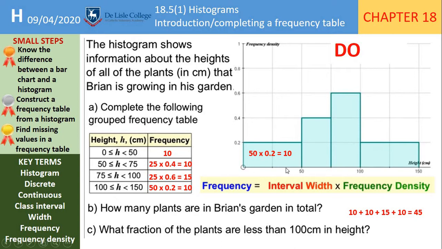What fraction of the plants are less than 100 centimetres? So this includes these three bars here, which are less than 100. So the first three bars added together would give you 35 out of the total of 45. So it's 35/45, which cancels down to 7/9.